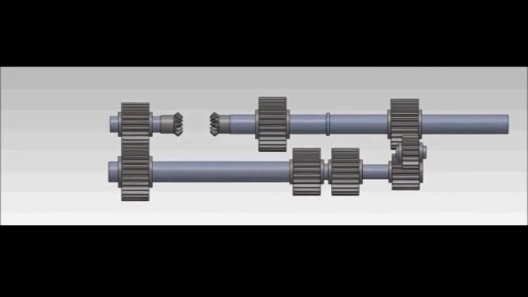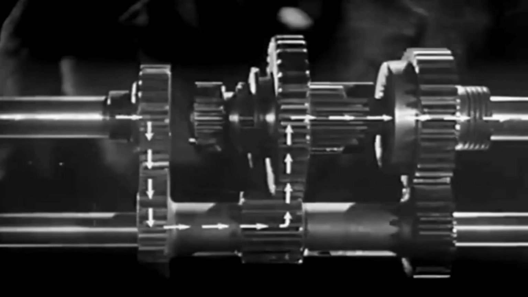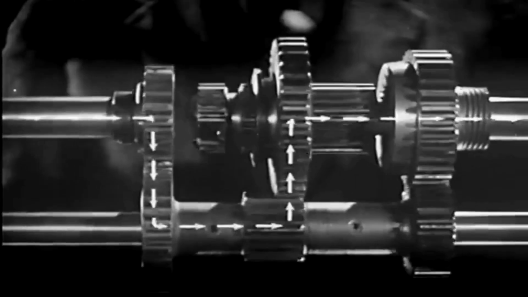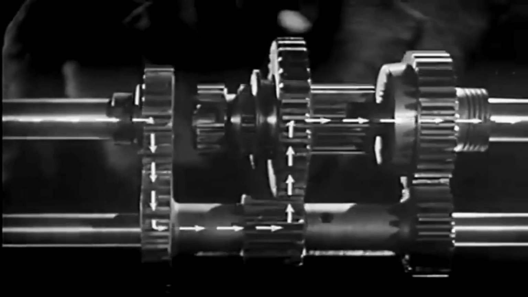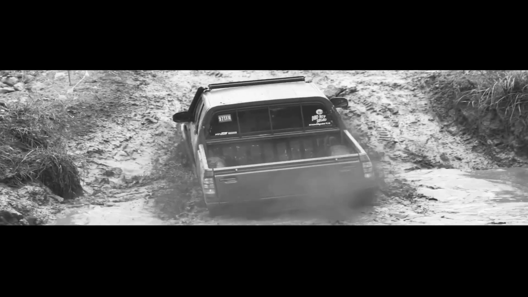To better understand the working of a sliding mesh gearbox, here's how power is transmitted in each gear. In first gear, the smallest gear on the layshaft meshes with the largest gear on the main shaft. This provides maximum torque at very low speed, ideal for starting the vehicle or climbing steep surfaces.